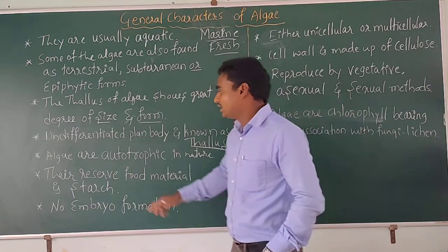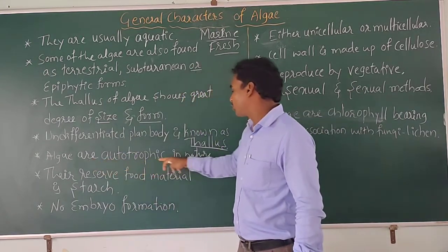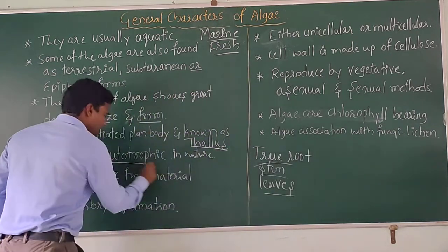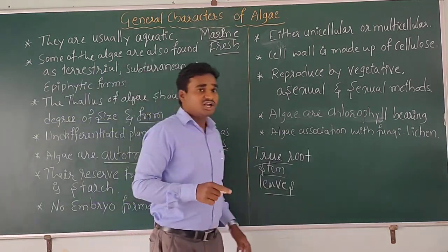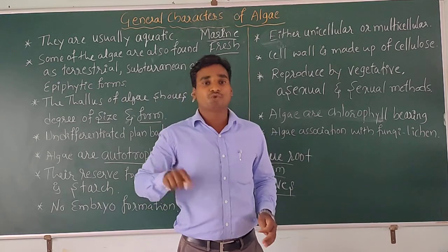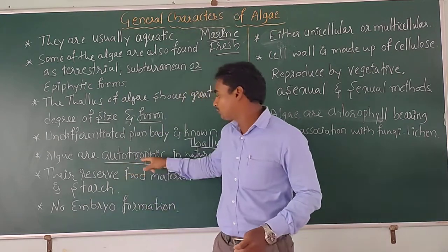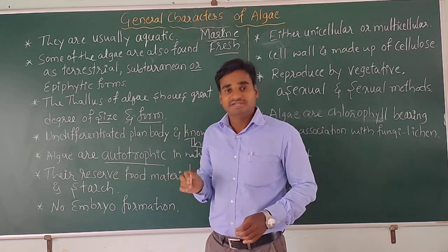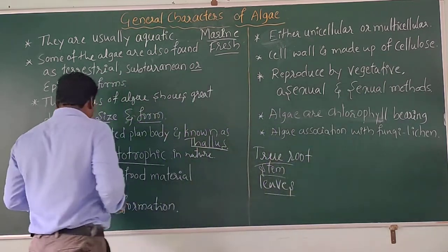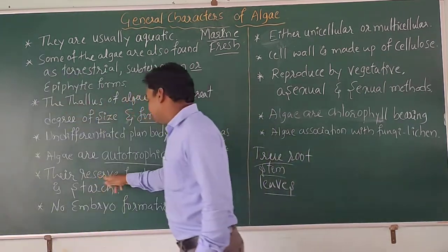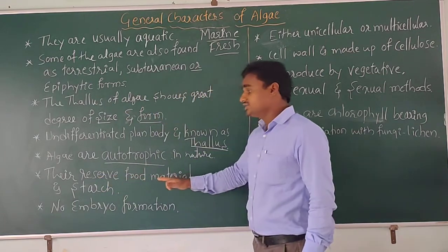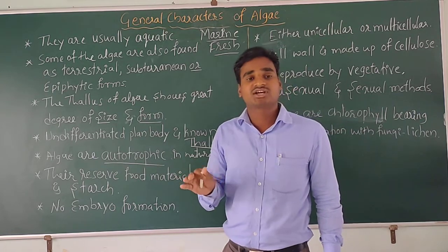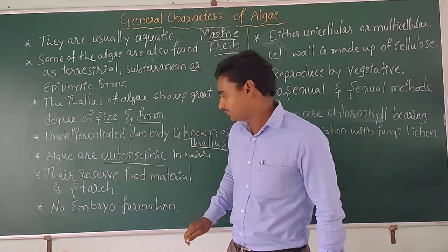Next, algae are autotrophic in nature. Autotrophic means the algae prepare their own food, so it is called autotrophic in nature. All plants are autotrophic in nature. Next point, their reserve food material is starch. The food of algae is stored in the form of starch.